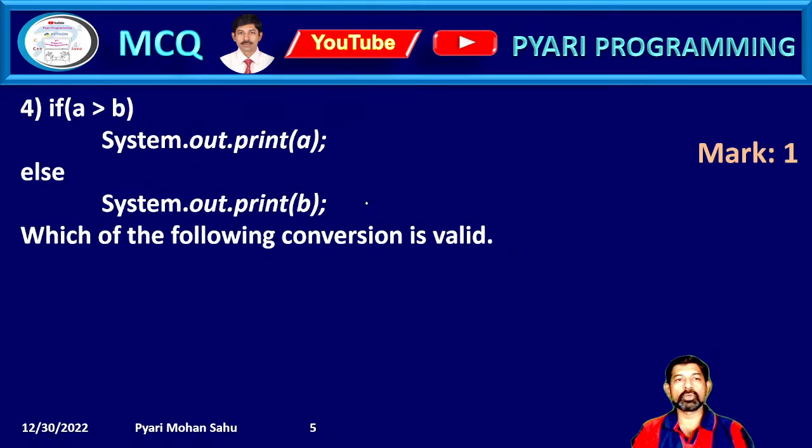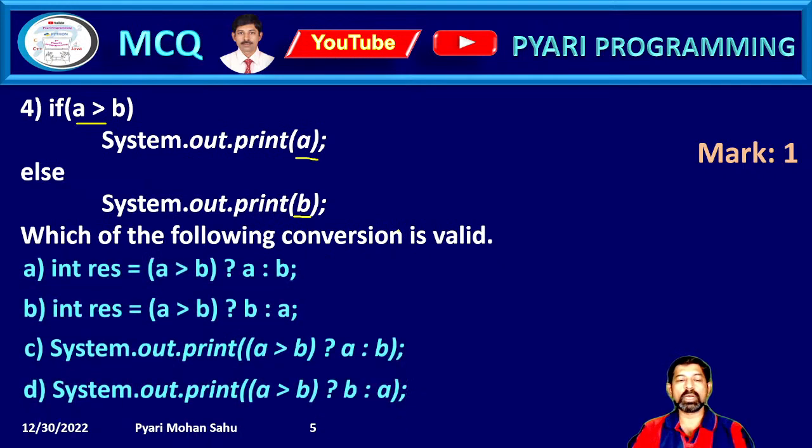Let's go for the next question. It says that if A is greater than B, display A, otherwise display B. Which of the following conversions is valid? Now these are the conversion mechanisms. It is trying to convert the if condition to your ternary operator. Now observe carefully and answer the question. These are very simple questions I have selected.